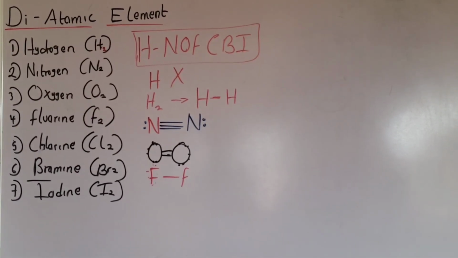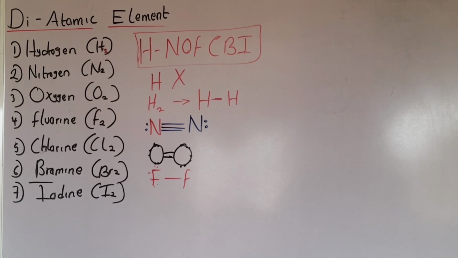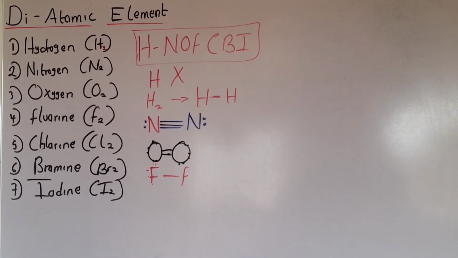Even though all these elements have common properties, such as all of them are non-metals, they form covalent bonds. I've already explained that, and they are poor conductors of electricity. That is, they are non-metals. Even though they have all these properties, they also diverge. They have common properties, but their state of matter at room temperature varies based on their physical properties. For example, some of them exist as gases at room temperature, and some exist as liquid and others as solid.